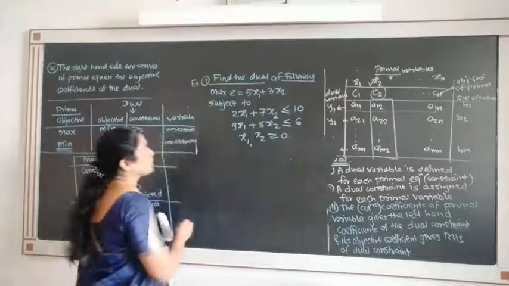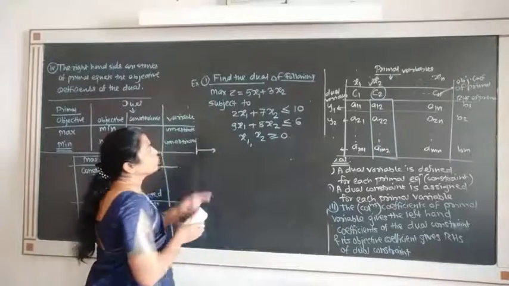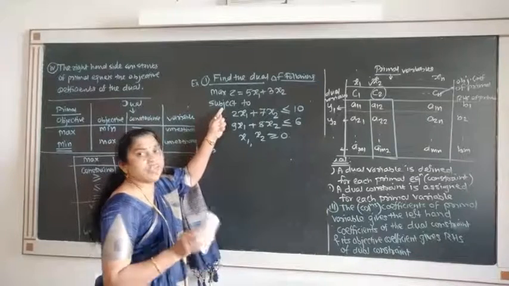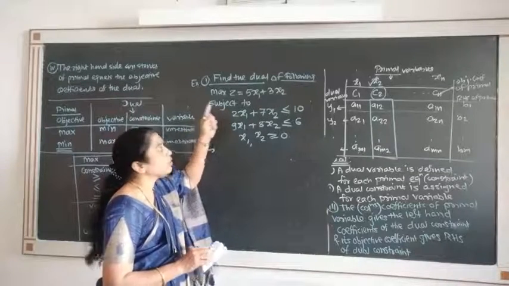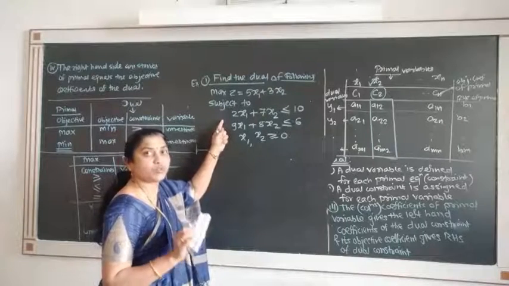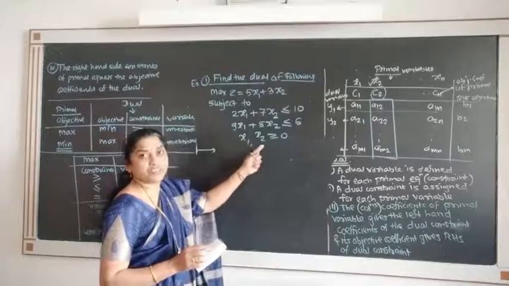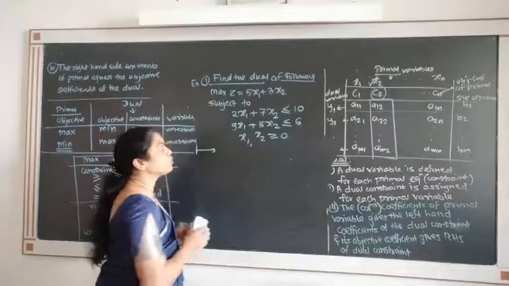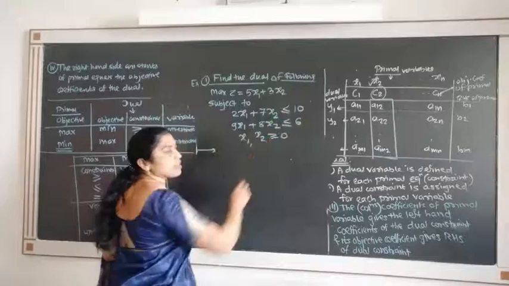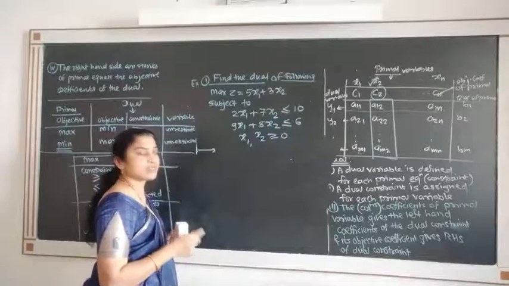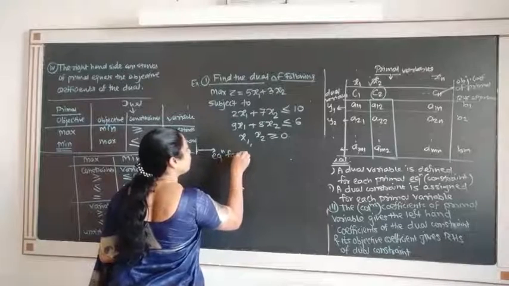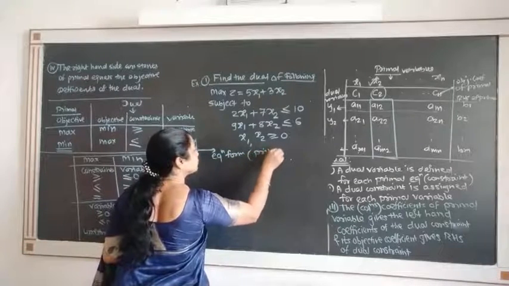So this is our given primal problem. To find its dual, what you have to do? Write this in equation form with RHS non-negative and all decision variables greater than or equal to 0. Because the constraints are less than or equal to, you have to add slack variables. So write this in equation form, and we will get our primal.